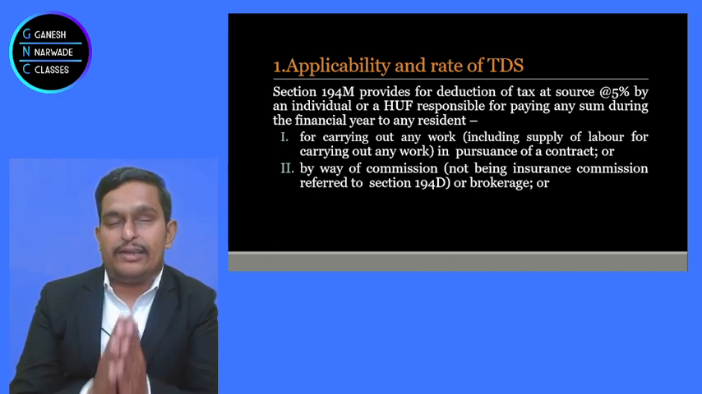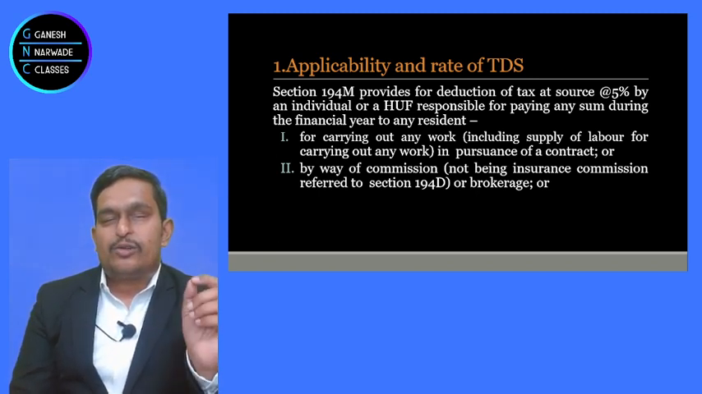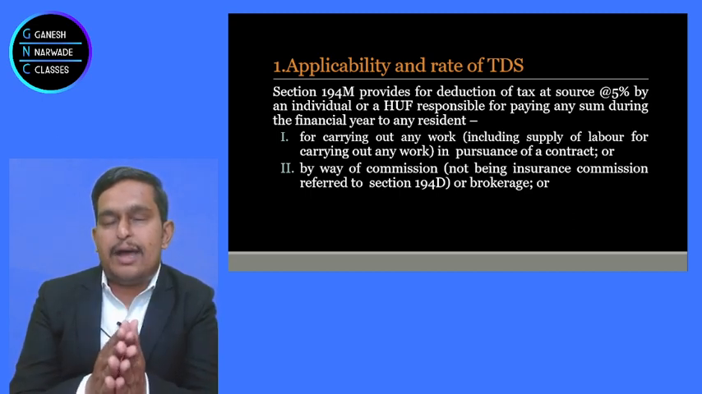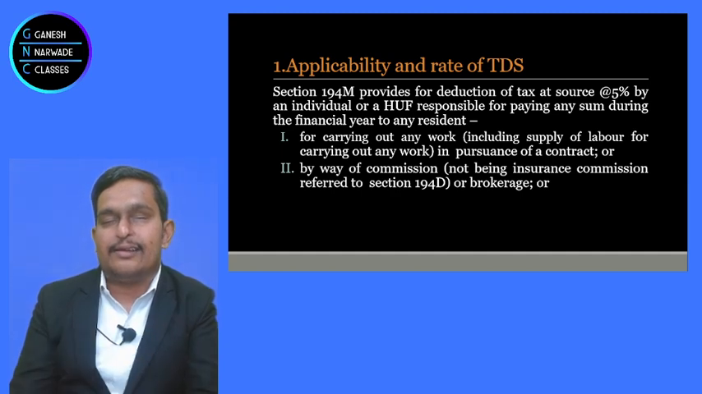The first point: to whom does this section apply? Only to individuals and HUF. To whom does this section apply? Only to individuals and HUF who make the payment to a resident. Now, how much TDS should be deducted? 5% should be deducted. Now, the points which I am going to discuss now.